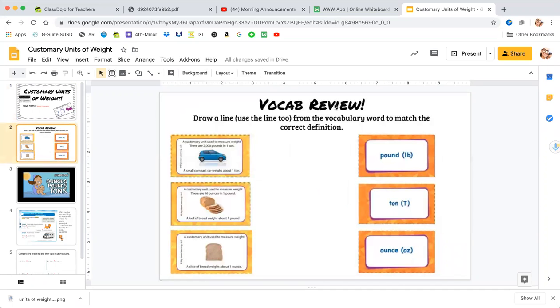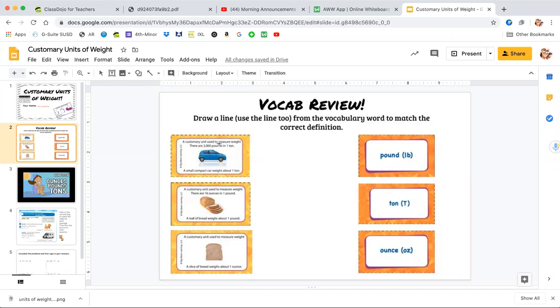And you guys are going to do some vocab review. So it says draw a line, use the line tool from the vocabulary word to match the correct definition. So we have the line tool, which is this little guy up here. And I am just going to use an arrow one. I'm going to be drawing some arrows from the vocabulary word to match the definition.